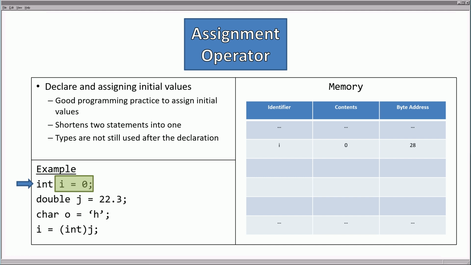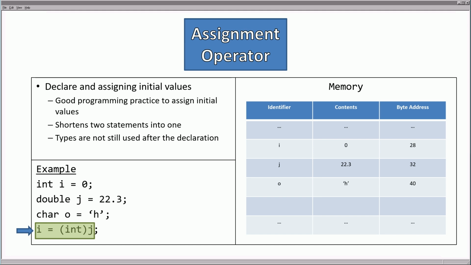This is taking the right-hand side value and storing it into the container called I. Nothing really exciting happens here. 0 just remains 0. Now once again, we're going to declare a double j. So when it declares it, it reserves 8 bytes in memory and names it j. After that, it assigns the value 22.3 to the contents of j. Same thing here for character O. We reserve 2 bytes in memory and store the character 'h' inside of it.